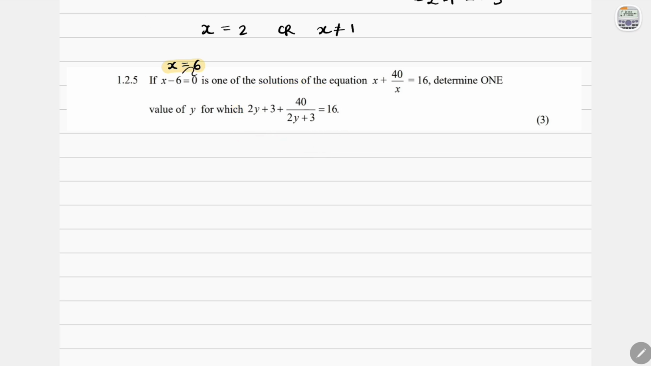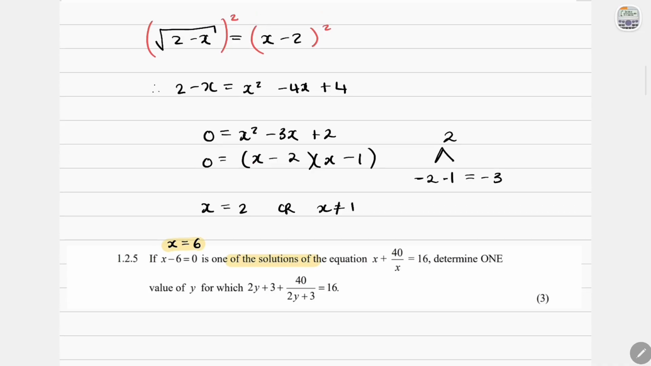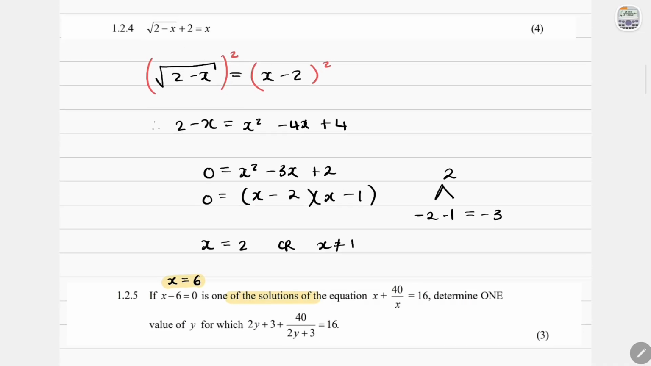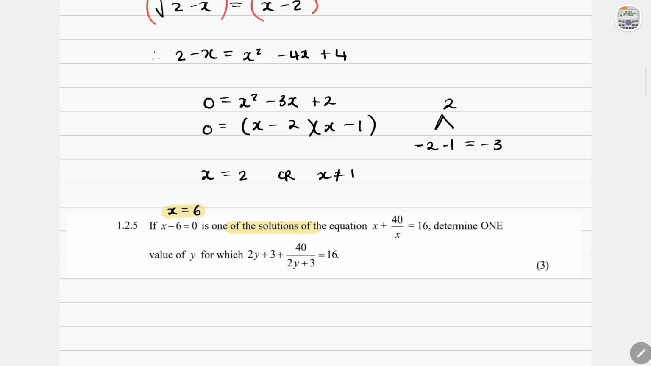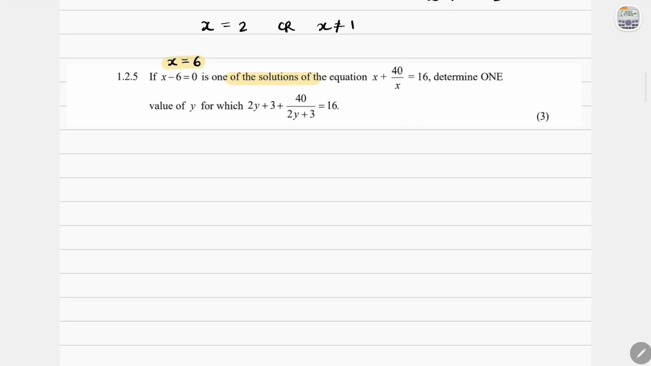So what do they mean by if x is equal to 6 is one of the solutions? This has a lot to do with the way the previous question works. Do you see how this was not a solution to this equation that we had, okay, this initial equation, but this was a solution? When it is a solution, it means that it makes the left-hand side really equal to the right-hand side, meaning the equation is true when x is equal to 2. Okay, the square root of 2 minus x plus 2 really is equal to x if and only if x is equal to 2. So what they mean by is a solution is x is equal to 6 makes this equation true. Okay, the left-hand side really is equal to the right-hand side if x is equal to 6.